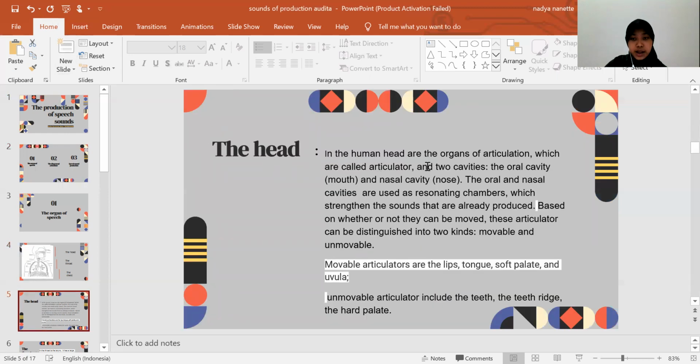The head. In the human head are the organs of articulation, which are called articulators, and two cavities, the oral cavity (mouth) and the nasal cavity (nose). The oral and nasal cavities are used as resonating chambers which strengthen the sounds that are already produced. Based on whether or not they can be moved, these articulators can be distinguished into two kinds. Movable articulators are the lips, tongue, soft palate, and uvula. Second is unmovable articulators, including the teeth ridge and the hard palate.